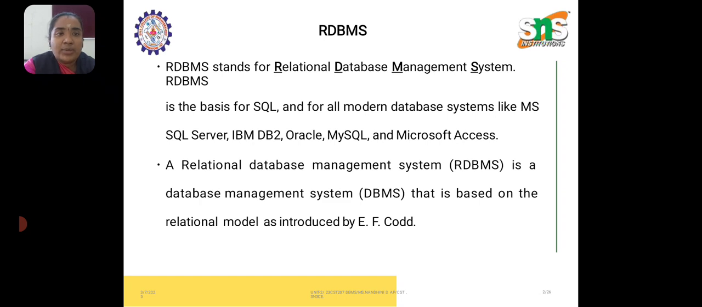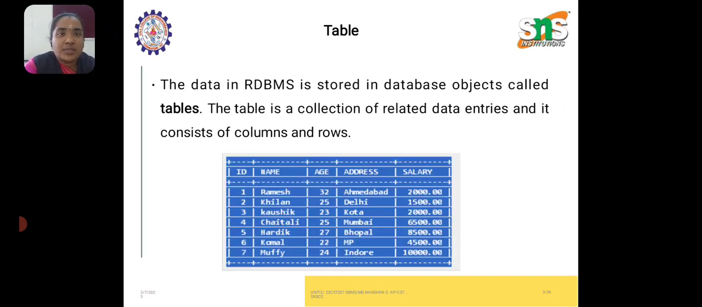A relational database management system is a database management system that is based on the relational model as introduced by E.F. Codd. A table is explained with the help of an example which consists of student ID, student name, age, address, and salary. The data in RDBMS is stored in database objects called tables. A table is a collection of related data and it consists of columns and rows. In this we have 7 members' details stored in this table.